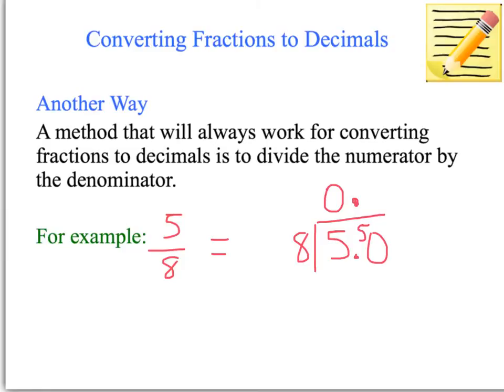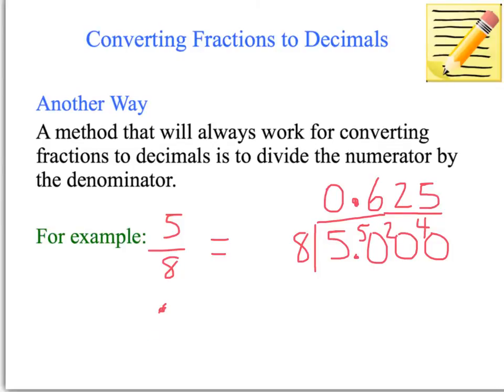8 into 50, so 6 8s are 48. We have 2 left over. 8 into 20, 2 8s are 16, with 4 left over. So we keep adding zeros until we don't have any left over. So 8 into 40 is 5. So there we go, we don't have any left over now.